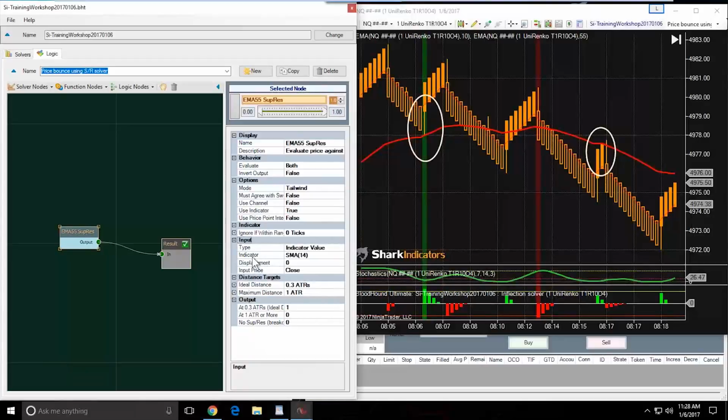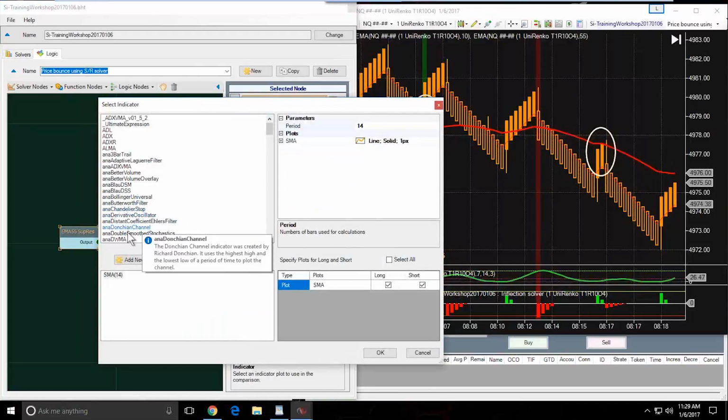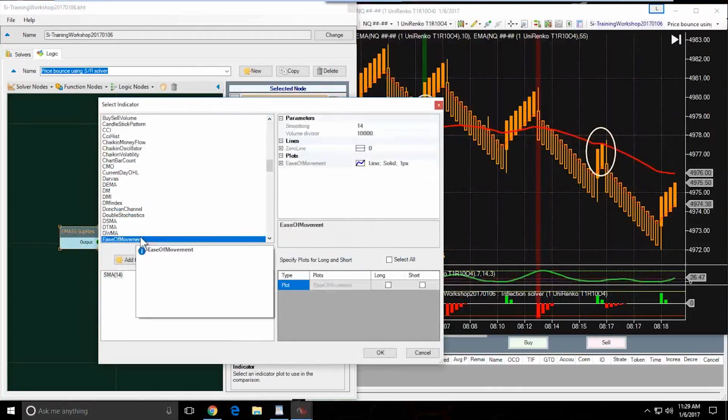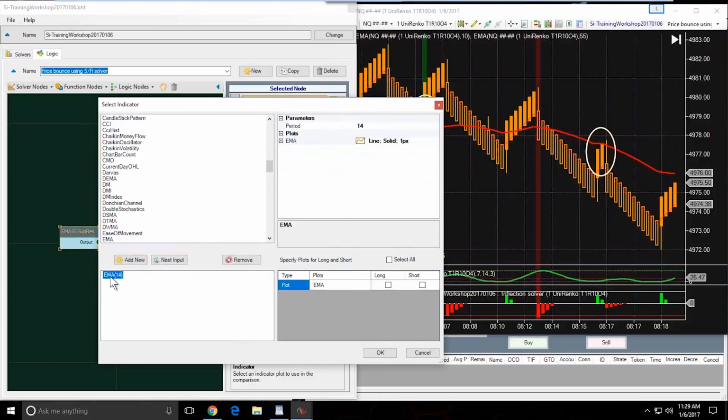This input section appears when we set use indicator to true. So now let's change our indicator. Instead of an SMA, we're going to go to an EMA. Here's our EMA, and I have a 55 period EMA on the chart, and I'm going to go in here and select the EMA plots like so.